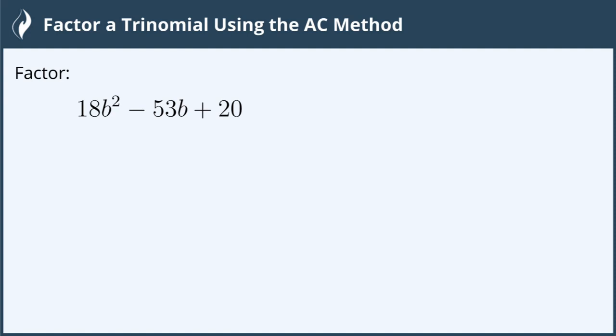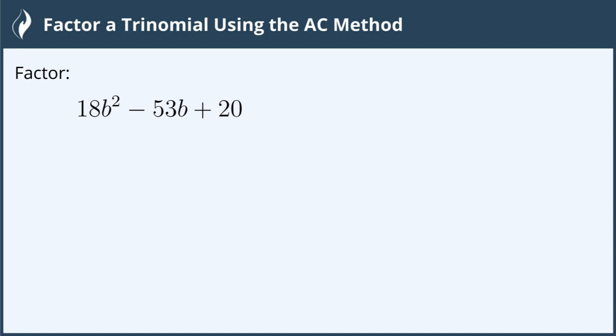Hi, in this video, we're going to factor 18b squared minus 53b plus 20 using the AC method. Now, just like with all factoring, we always start by looking for a greatest common factor. In this case, there is no number that goes into 18, 53, and 20 other than 1, so we don't have a GCF that's useful. Given that, we're going to jump straight into our AC method.